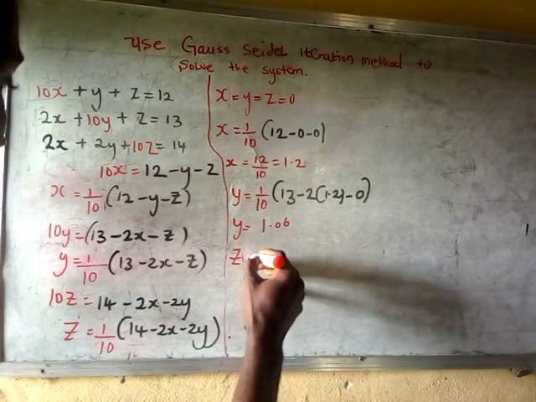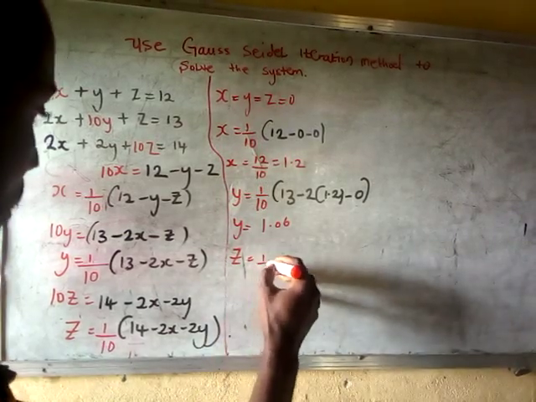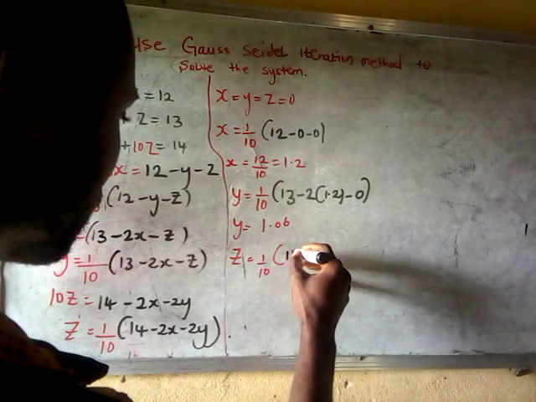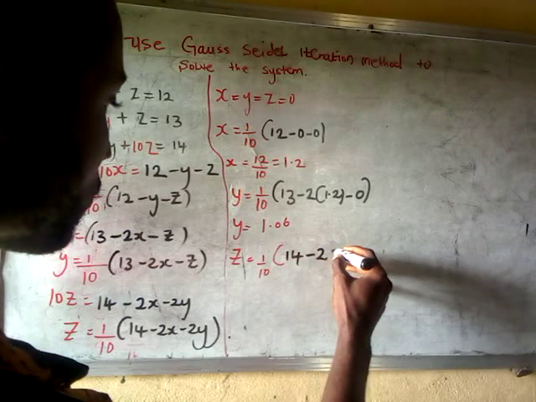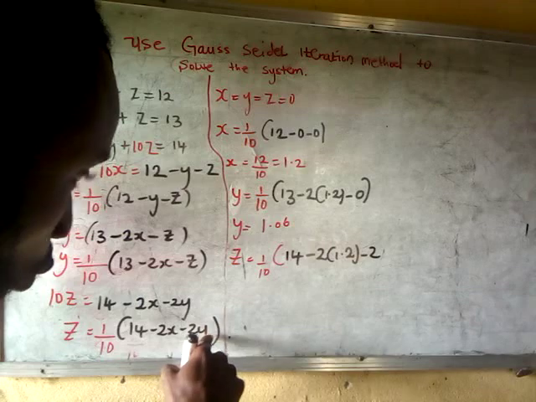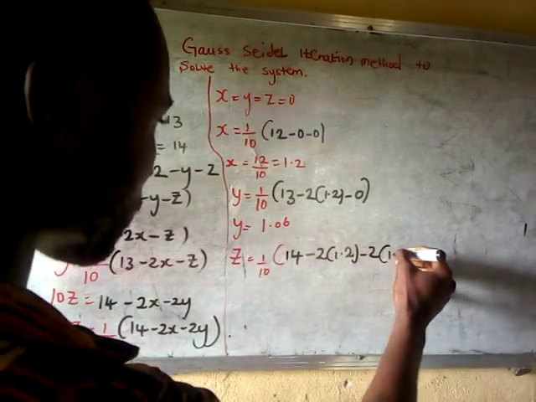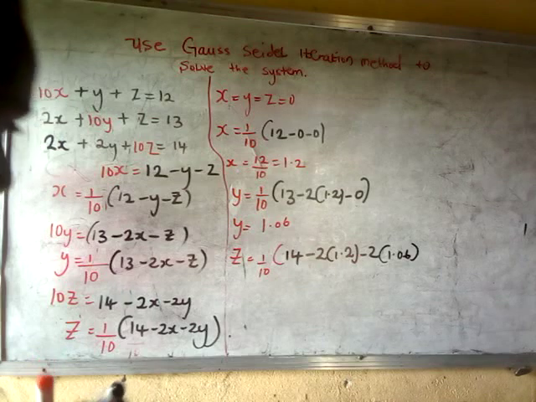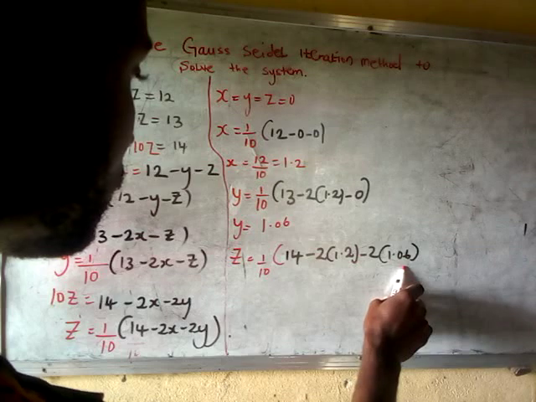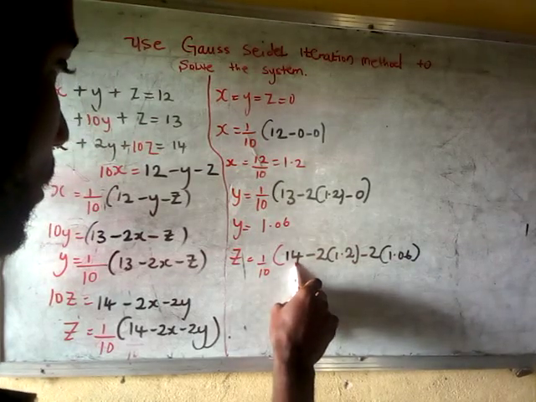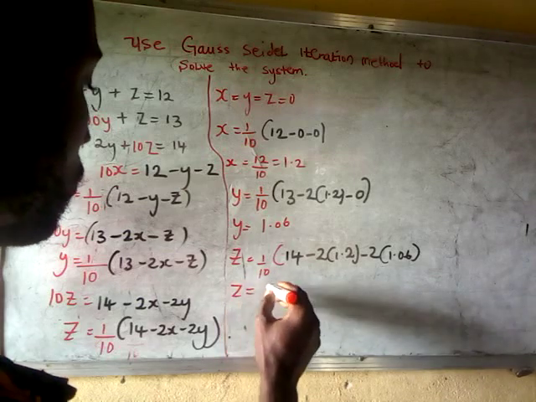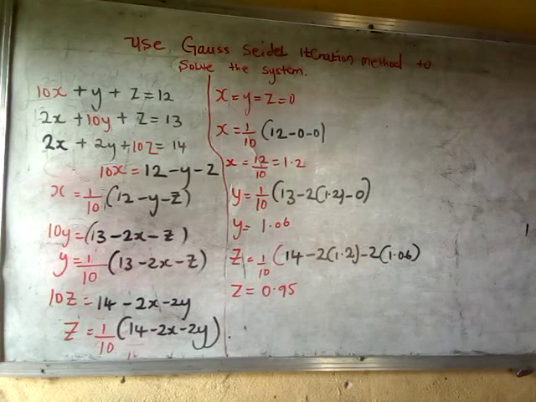I am into z now. Z is equal to 1 all over 10 into 14 minus 2. My x was 1.2, minus 2y. My y becomes 1.06. That should give us, using a calculator, 14 minus 2.4 minus 2.12, divided by 10. Z is equal to 0.95. Use your calculator, you see the answer.